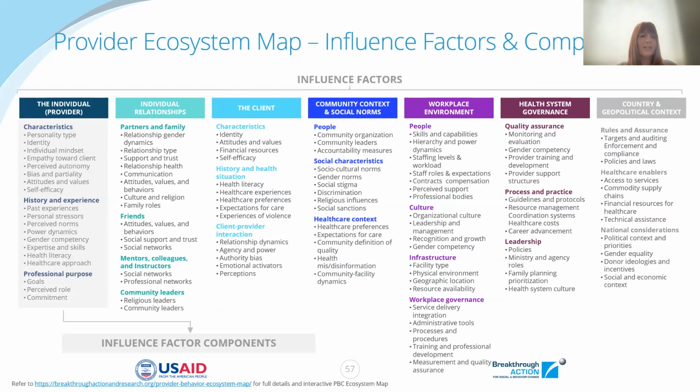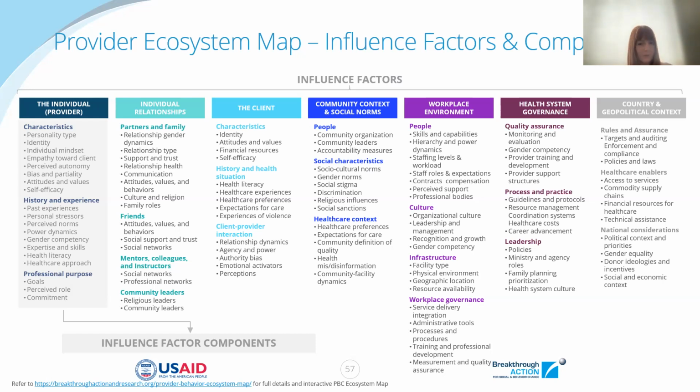So as I mentioned, the map itself is interactive. I know this is a lot on one slide, but I wanted to give you a holistic view of the factors that we found that really influence provider behavior. So there are 7 categories of influence factors that we have found that affect providers within their ecosystem. The first is the individual provider themselves. The second is the personal relationships that providers have with others. The third is the client. Fourth, the community context and social norms. Fifth, the workplace environment. Sixth, the health system governance. And then finally, the country and geopolitical context.